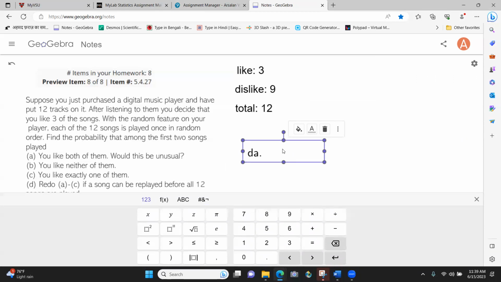What's the probability that you're going to play the favorite song? There are 12 songs. You like three of them. 3 divided by 12. Now, the second one, the song that was just played can be played again because it's a legitimate candidate. So the second one, the probability that it'll play one of your favorite songs is also 3/12.